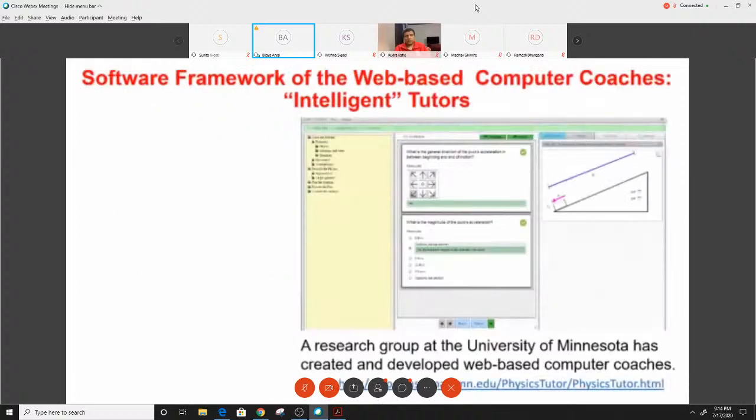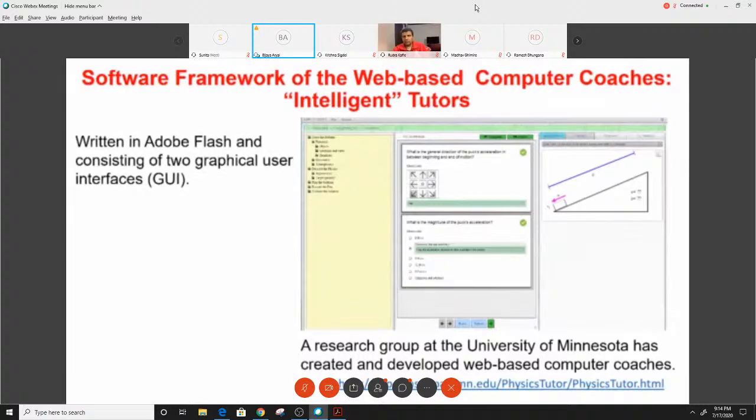So here is the tool that I'm going to present to you. It is the computer coaches, called the computer coaches, C3PO. It is web-based. It is developed in University of Minnesota Physics Education Research Group. It is written in Adobe Flash, and it has two graphical user interfaces.